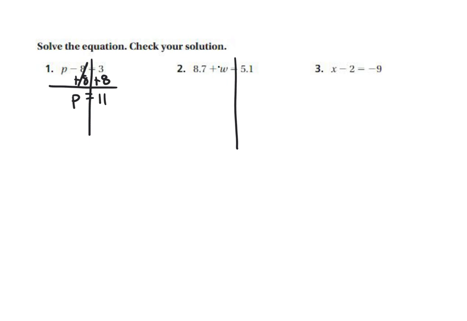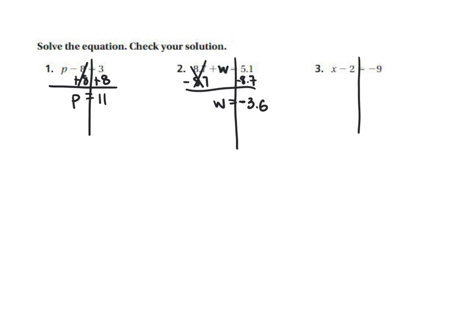On the left side, we want to isolate the variable w, so we'll subtract 8.7. Subtract 8.7 from the other side as well. Opposites cancel, leaving you with w. And 5.1 minus 8.7 is -3.6.